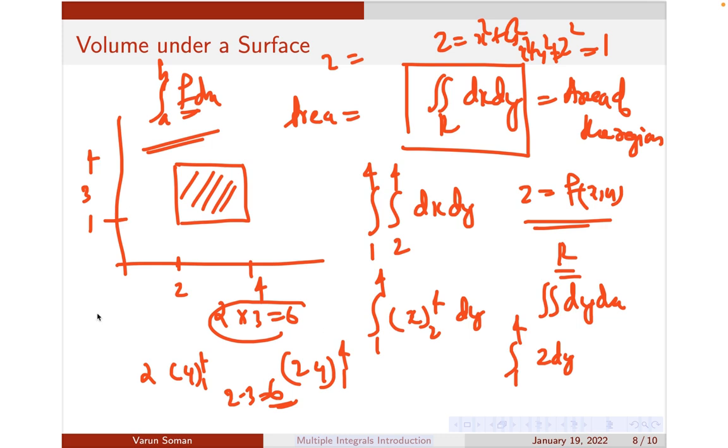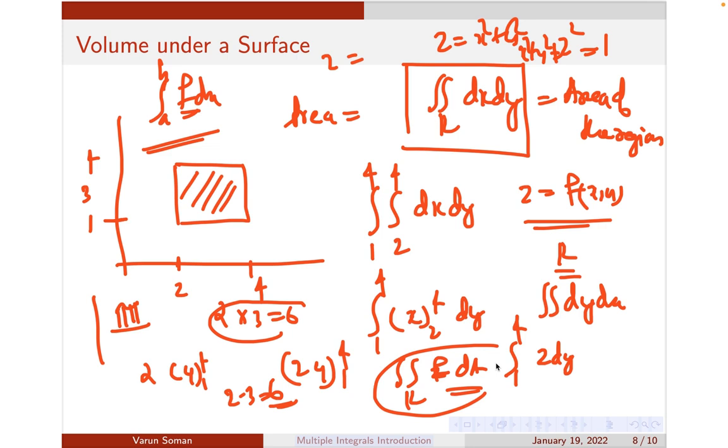Just like in your one variable calculus, the area under this curve was given by integral a to b f dx, just like that, the volume of the solid under the surface will be given by simply the double integral over R of f dA. Okay, so this is the volume formula. So the volume of the solid under the surface f would be given by just double integral over R f dA, just like your area formula in one variable calculus. So I hope you can relate them.